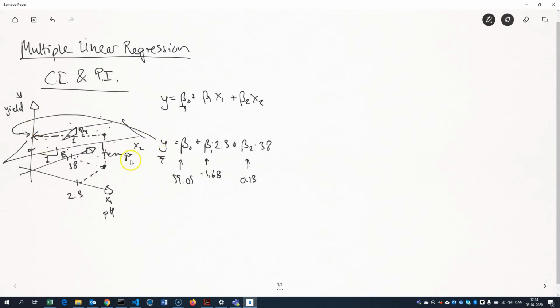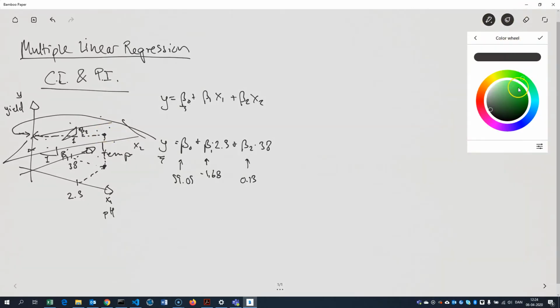But we'd like to do better than that. We'd like to find a confidence interval, because we know that if we did this regression again with a new set of data points, we'd get a slightly different plane due to random variation, and if we did it a third time, we'd get a different plane again. So this plane is not perfectly determined. It's a result of a random sampling process.